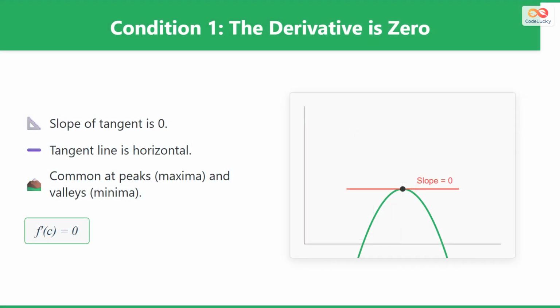There are two main conditions to look for. The first condition is when the derivative, f prime of x, is equal to 0. Geometrically, this means the tangent line at that point is perfectly horizontal. As you can see in the diagram, this commonly happens at the very top of a hill or the very bottom of a valley.